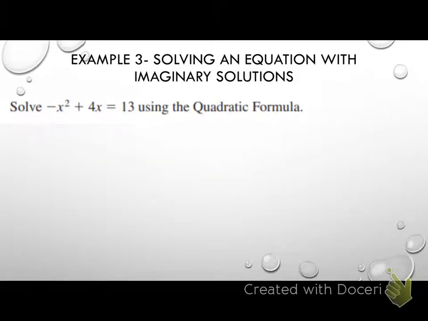Example 3. Solve negative x squared plus 4x equals 13 using the quadratic formula. Is that in that special form I needed? No. I need everything to the left and 0 on the right. So how would I get everything to the left and 0 on the right here? Subtract 13 from both sides.